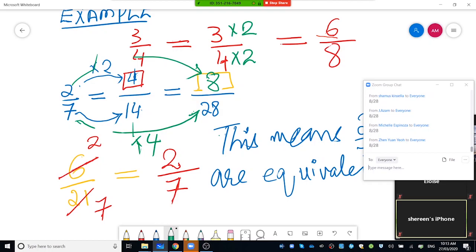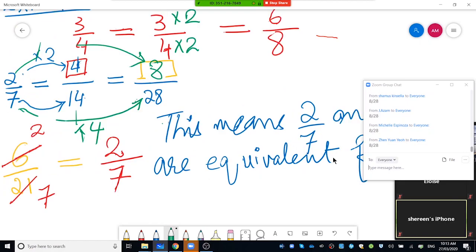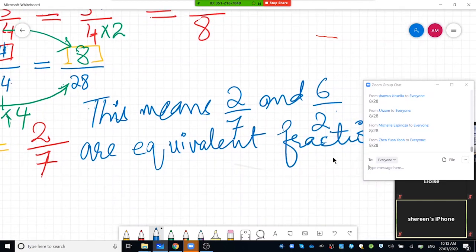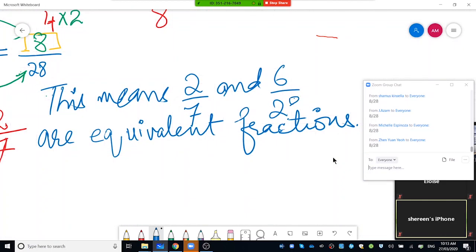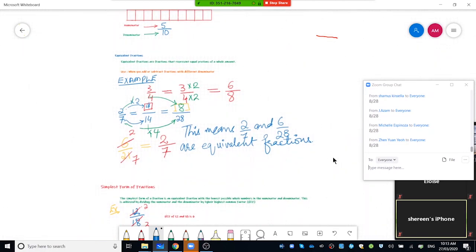Very nice. So what does it mean? This means 2 over 7 and 6 over 28. I will have to write it, somehow it was deleted. So this is 28. So 2 over 7 and 6 over 28 are equivalent fractions.